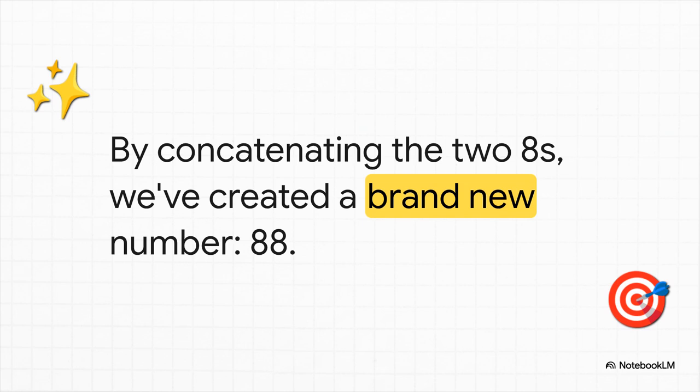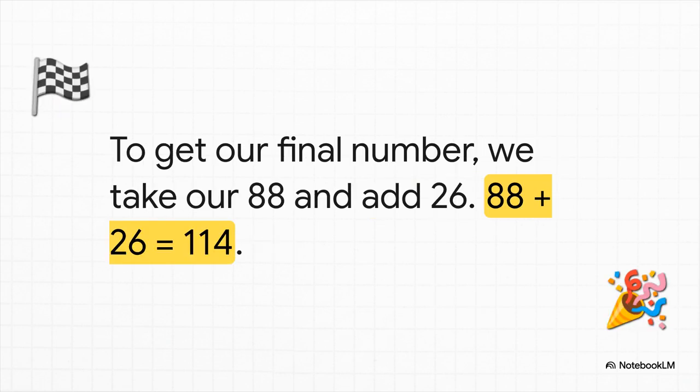Now, for step 3. We take those 2 8s from our 8 times 8 calculation, but instead of multiplying them to get back to 64, we use our new favorite rule, concatenation. So 8 and 8 become 88. By just sticking those 2 8s together, we've completely transformed the pieces of 64 into a totally new number. We're getting a lot closer to our target now. And here we are, the final step. We take our new number, 88, and we do a simple standard addition. We add 26, and 88 plus 26 is 114. We did it! Puzzle solved.